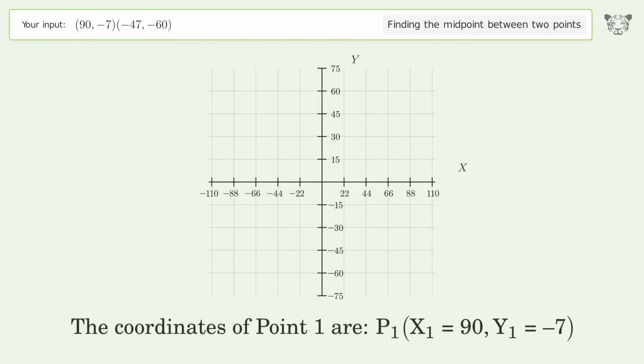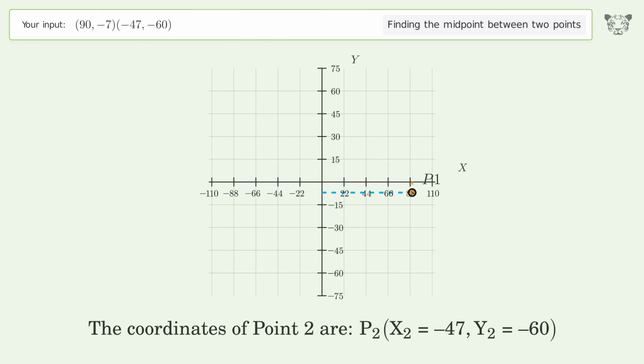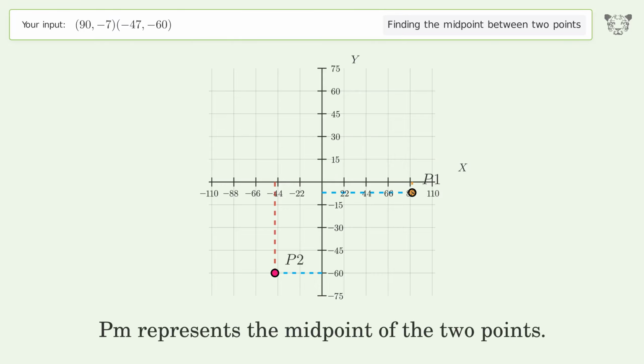The coordinates of point 1 are, x1 equals 90, y1 equals negative 7. The coordinates of point 2 are, x2 equals negative 47, y2 equals negative 60. PM represents the midpoint of the 2 points.